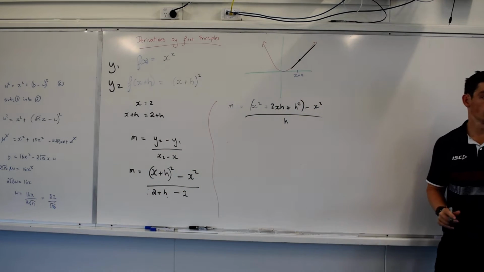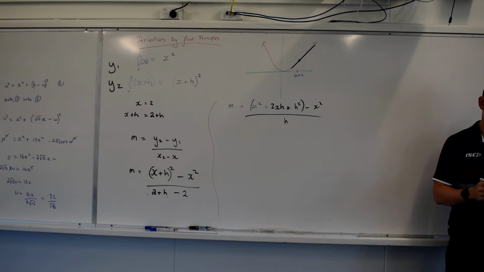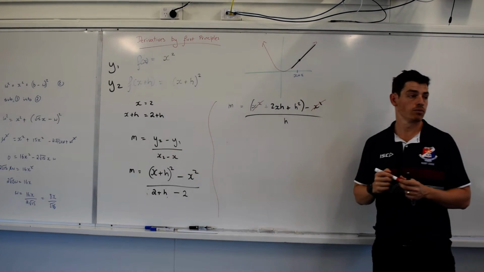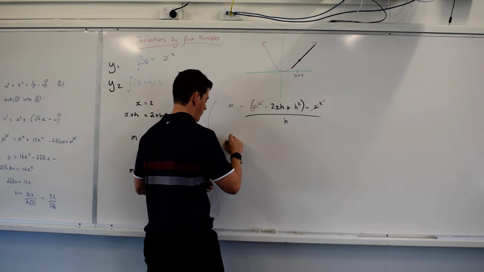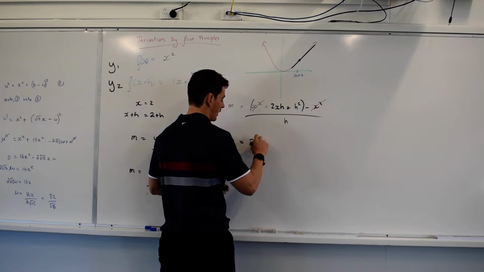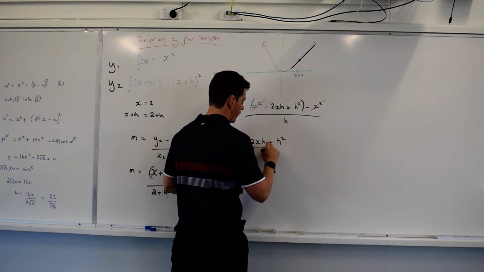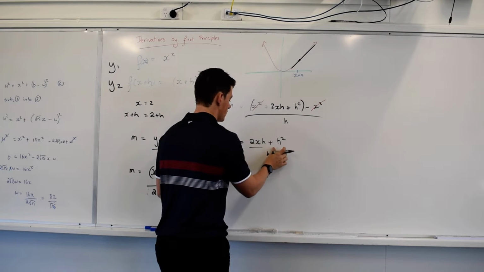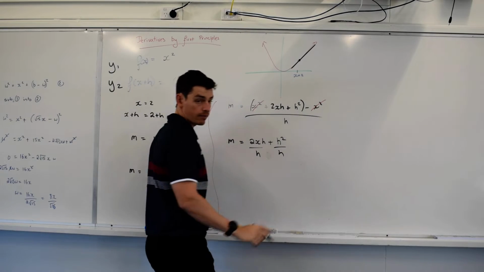We good? Can I do anything else? Yes. What else? You get to cancel out the x squared, I can cancel this and this out, correct? And then you can simplify the h. Now I can simplify it. Very good. So I've got m equals 2x h plus h squared divided by h. Am I allowed to represent that like this? Is that the same thing?